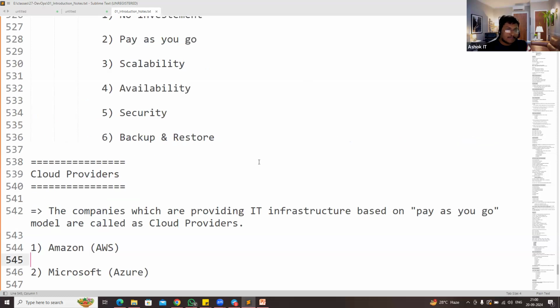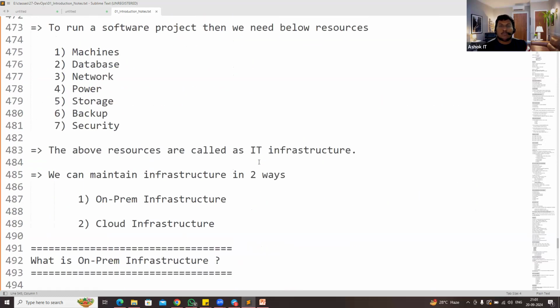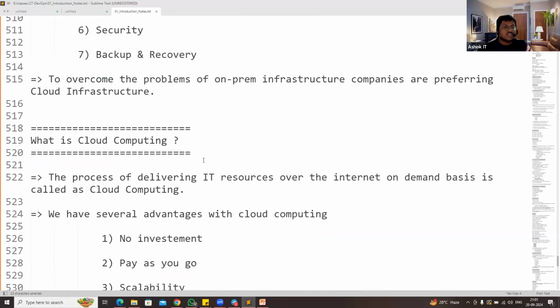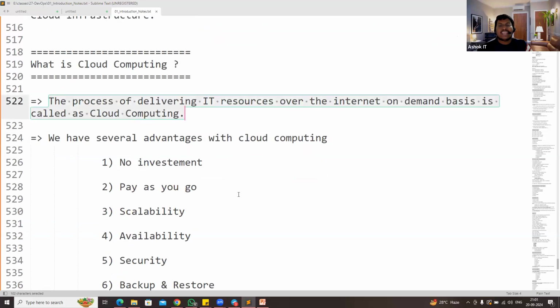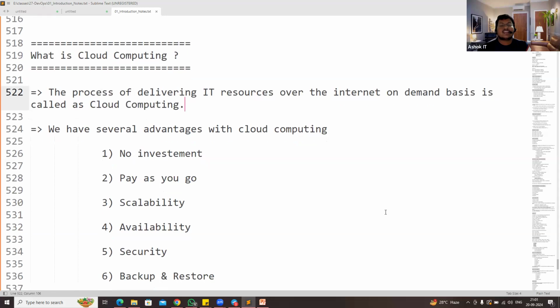If you go for on-prem, you need to invest money, you need to purchase, and you need to manage. If the business is running, okay. If the business is not running, your money is wasted, your time is wasted. To overcome all the problems of on-prem infrastructure, companies are now moving to cloud infrastructure. We can take IT resources for rent online. That process is called cloud computing: the process of delivering IT resources over the internet on demand.